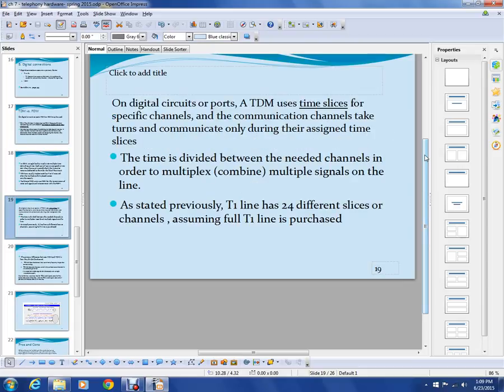On a digital circuit or port, TDM uses time slices for specific channels, and the communication channels take turns and communicate only during their assigned time slices. The time is divided between the needed channels in order to multiplex or combine multiple signals on a line. As stated previously, a T1 line has 24 different slices or channels, assuming that a full T1 line is purchased.